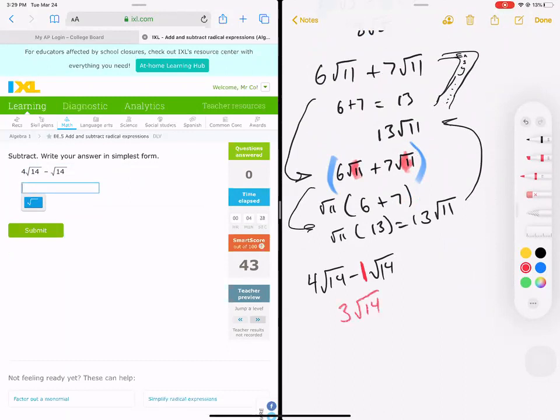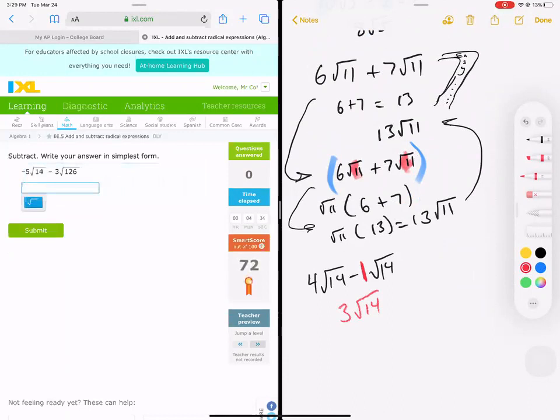Now these problems, the first section, aren't going to be that hard. We're just practicing these, making sure you're good with this. Now the last section here is going to be a little tough because the numbers are not going to match. And you can only add like terms when they have the same radical.